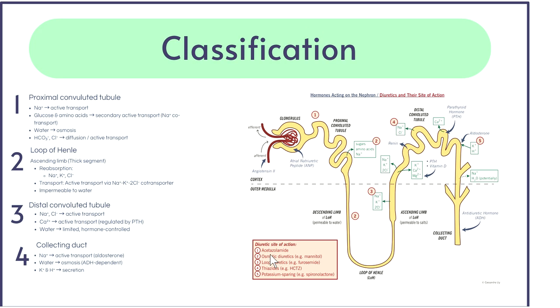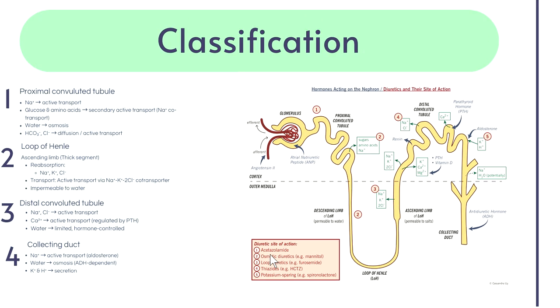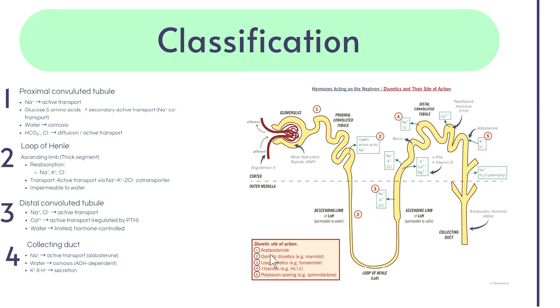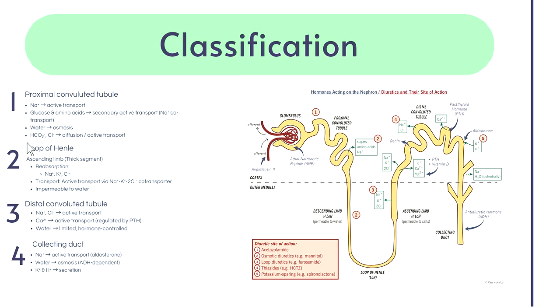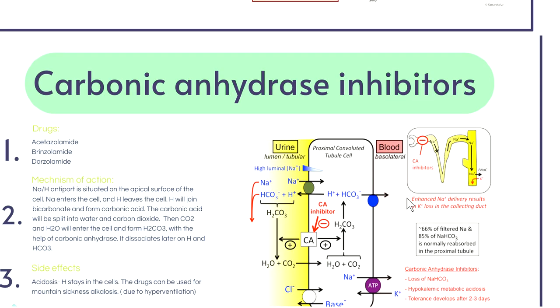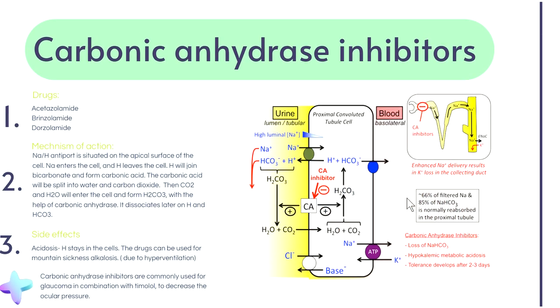Now here one more time, I have made one slide in which it's explained the classification and which are the most important transporters which are found in which part of the nephron. Okay, so we're going to start with the first one, which is the carbonic anhydrase inhibitors. This picture I have taken from one Google file. I can upload the link from this file, and as well I'm going to upload this presentation.